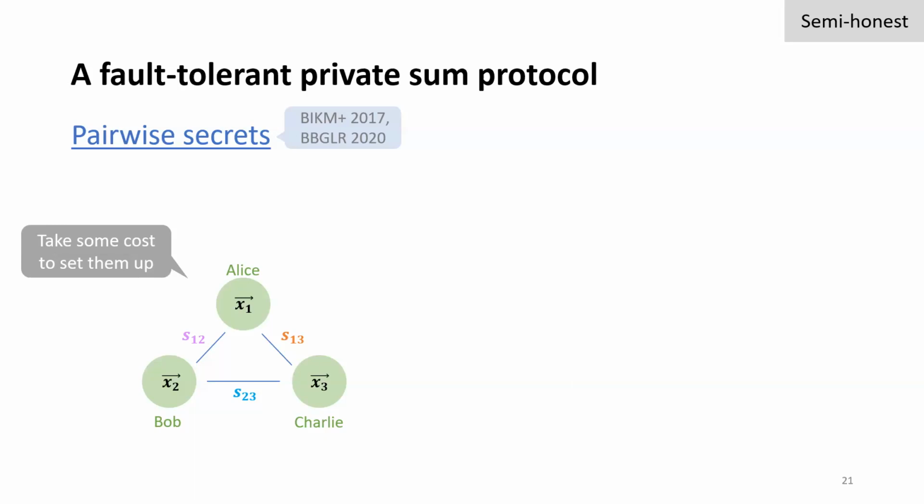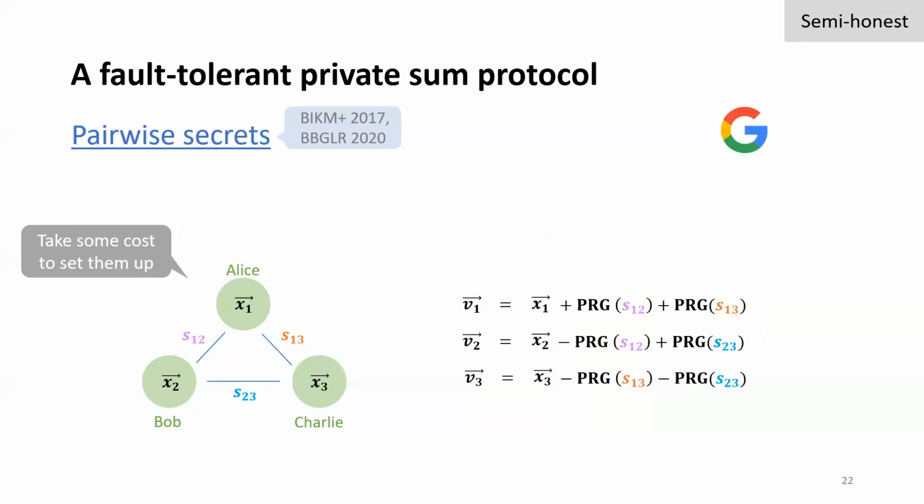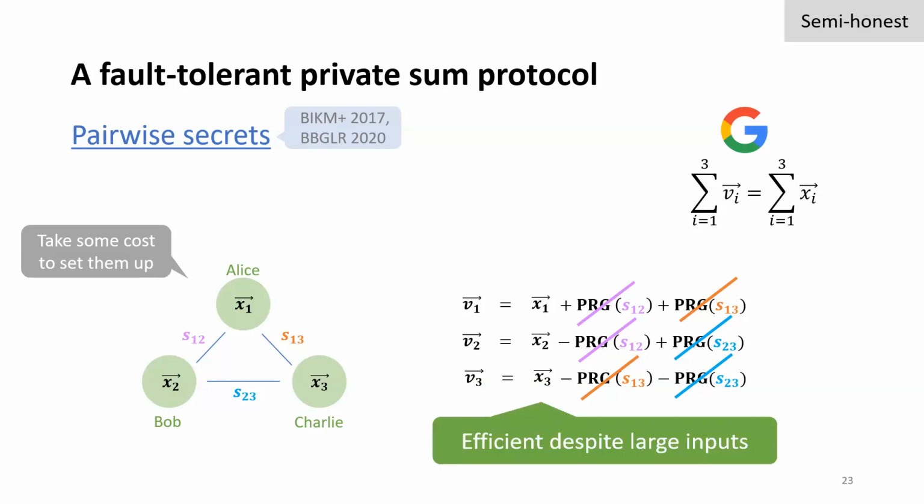But once this is done, each client only does a very cheap operation. They use the short secret to mask the long vector by stretching the secret using a pseudorandom generator. And the masking is done in a special way such that when all these masks add together, they cancel each other out. So what the server does here is ask all the clients to send the vectors v1, v2, and v3, and simply add them up. This will give us the sum of the x's. So this simple design already has efficient client-side computation, despite the inputs being large.